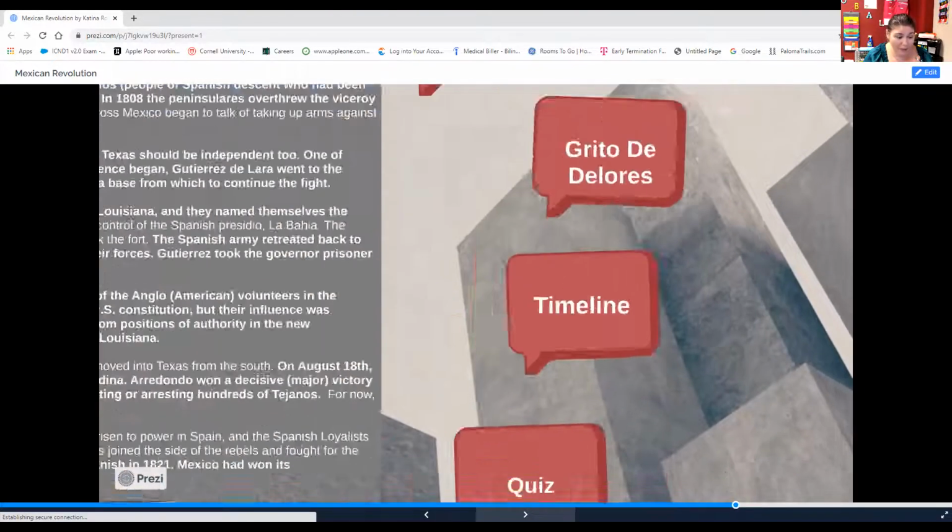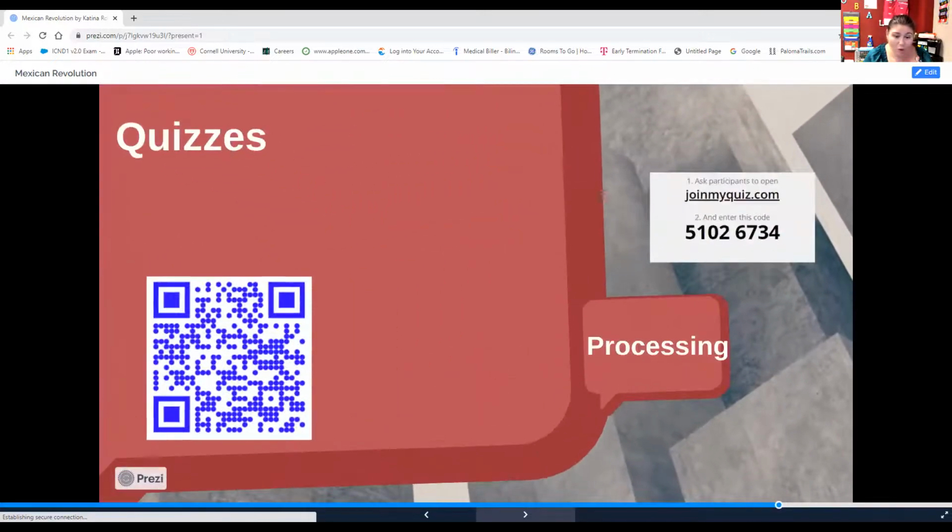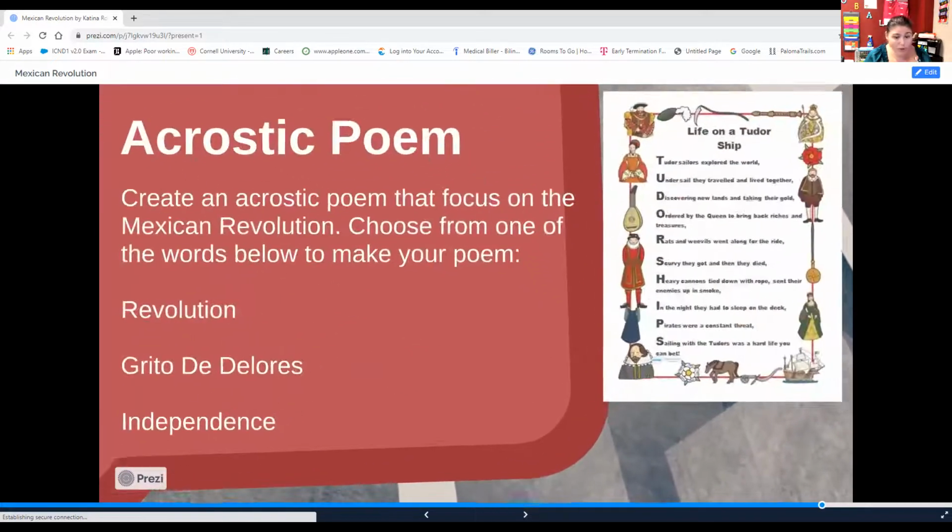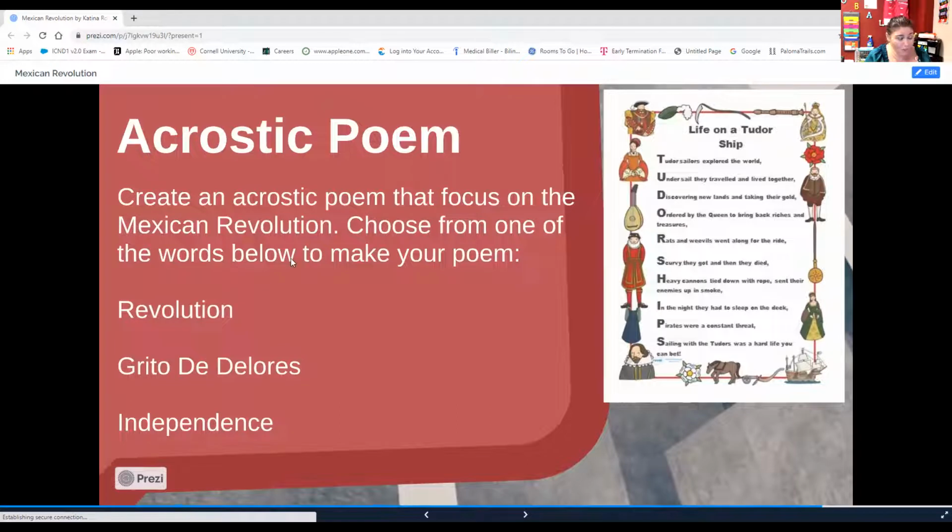And then of course you should have been able to take your quiz right here. Just go through and don't forget to upload your acrostic poem onto Canvas. You just choose one of the words to go ahead and use and then create your notes. So that is basically a review of the Mexican Revolution, but I do want to take just 2 minutes of your time to show you this, which will be on Canvas.